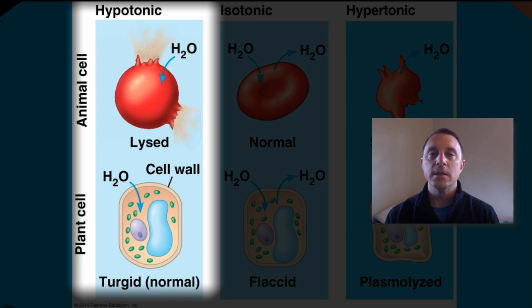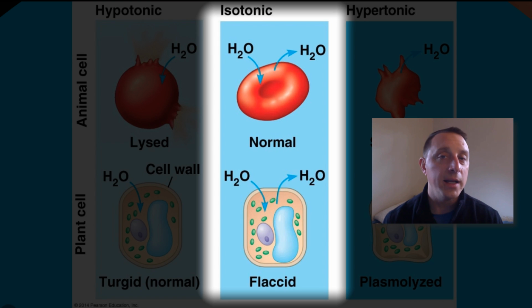Hypotonic means that the surrounding solution has a lower concentration of solute. So what's going to happen in an animal cell? The water is going to be moving into the cell, and it is going to swell and potentially burst. In a plant cell that has a cell wall, water will be moving in, and this is the natural state for a plant cell, and it's going to have a high level of turgor pressure, which is what the plant wants in order to hold itself up.